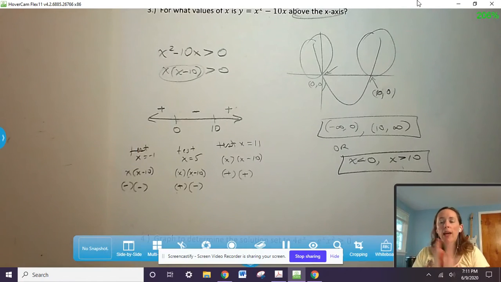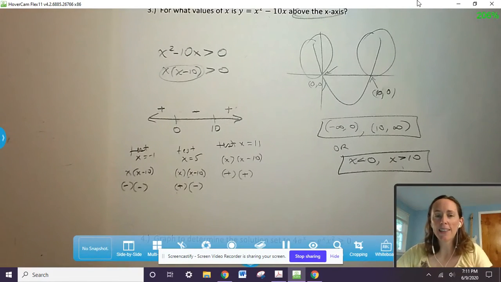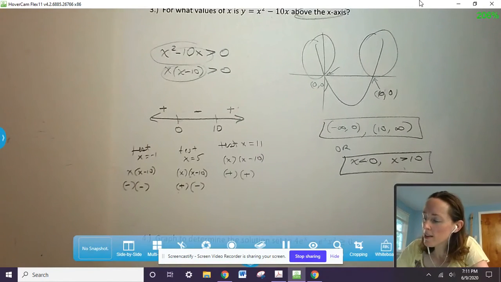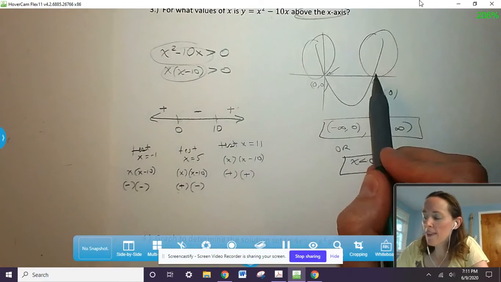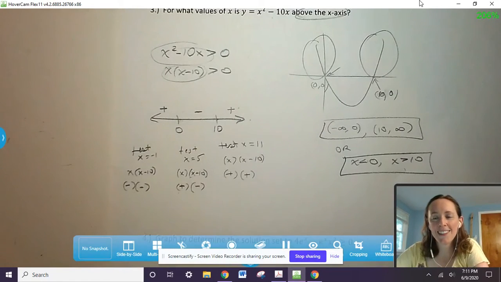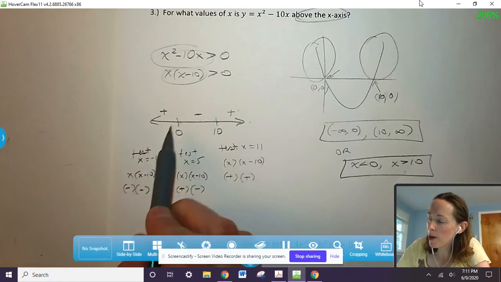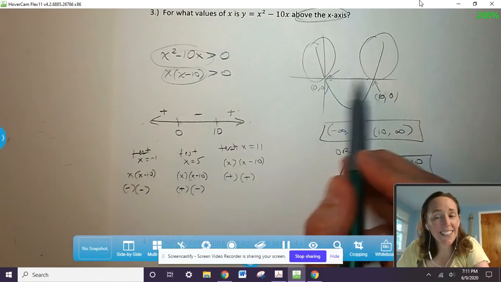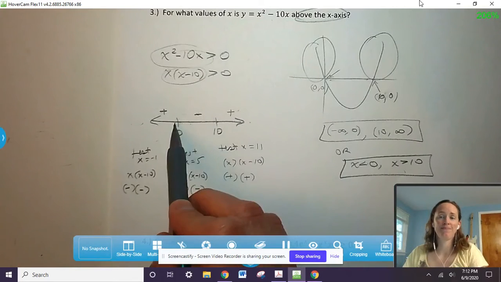And what that number line represents is where the graph is above and below the x-axis. So if we think about the graph we just made, it's above the x-axis to the right of 10. That's what that plus represents on the number line. And it's above the x-axis to the left of 0. And it's below the x-axis, or negative, in between 0 and 10.